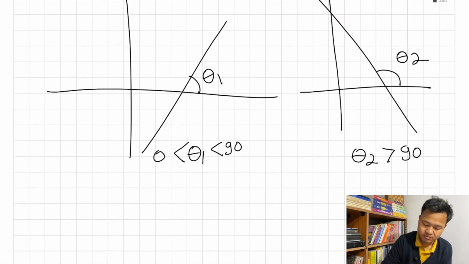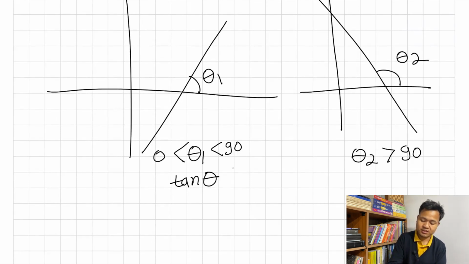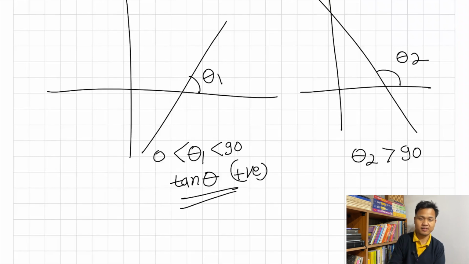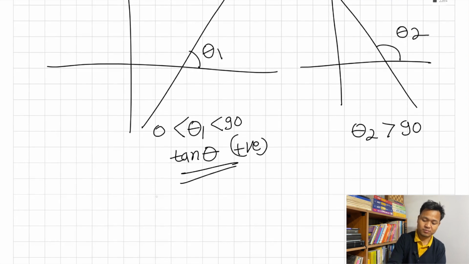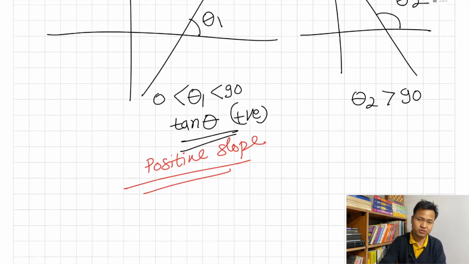So if theta is between 0 and 90, so we have done this in trigo. Okay, so tan theta will be positive or negative. So in the first quadrant all the functions are positive, so that means tan theta is also positive in the first quadrant. So that means if theta is between 0 and 90, tan theta is positive. Okay, if tan theta is positive, we say the slope is positive, and this is what we call positive slope. So the slope will be positive when the angle lies between 0 and 90.